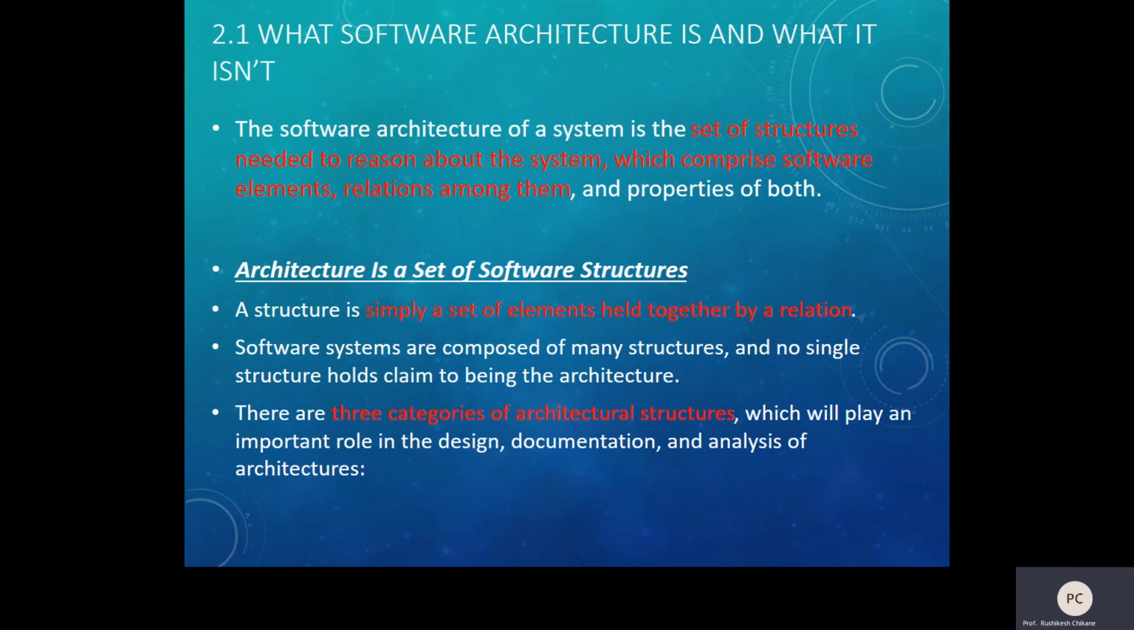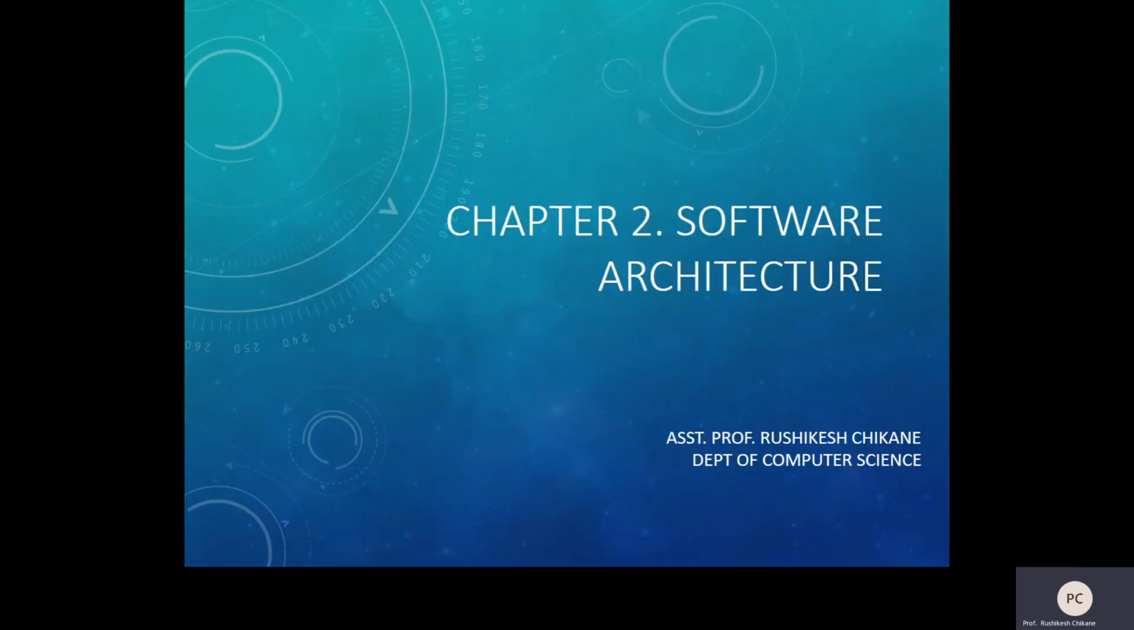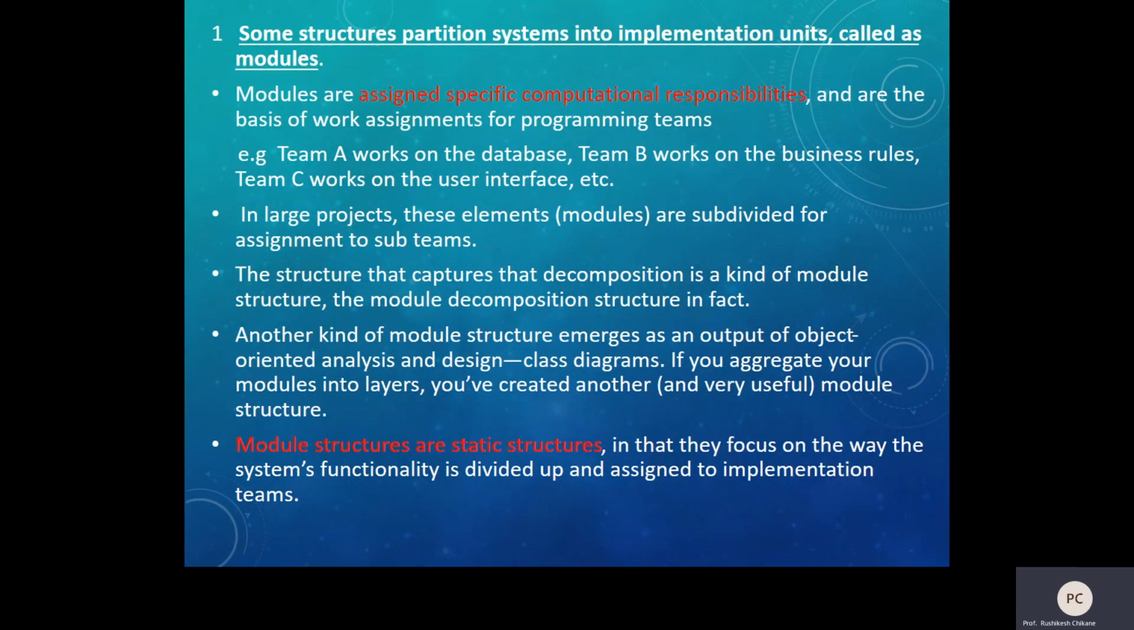There are three categories of architecture structure which play an important role in the design, documentation and analysis of the architecture. So what are those three structures? Look here. The first one is the structure that partitions the system into implementation units.